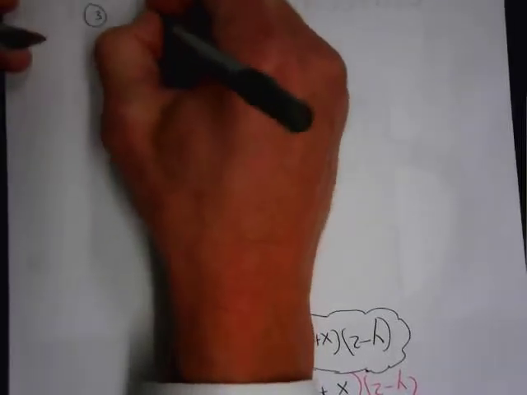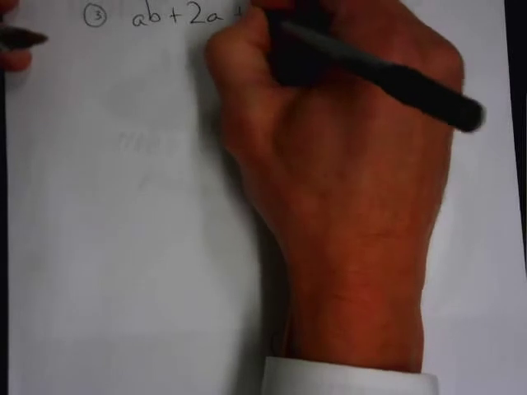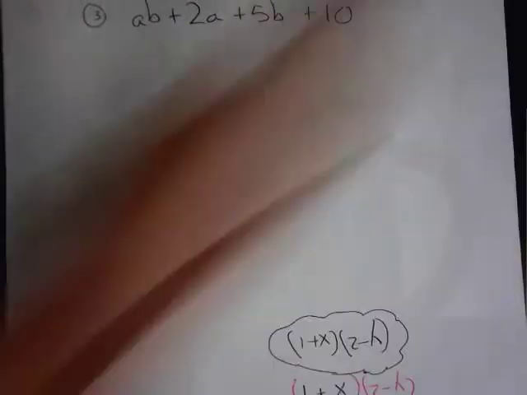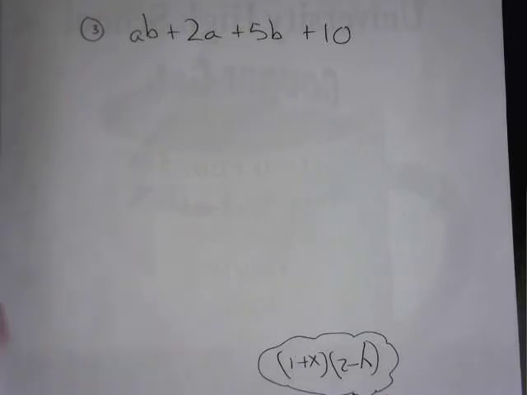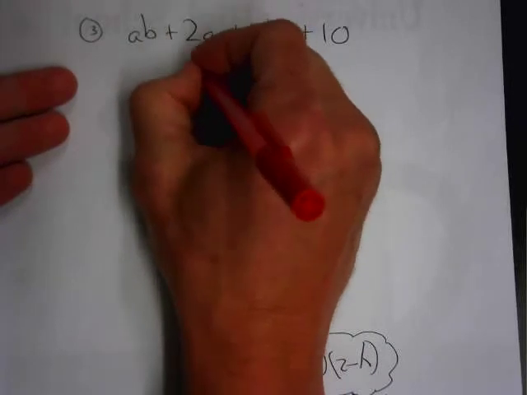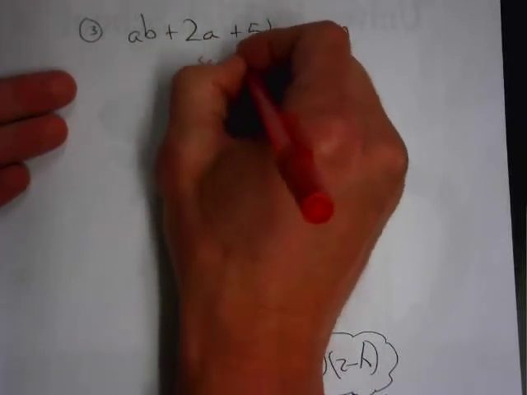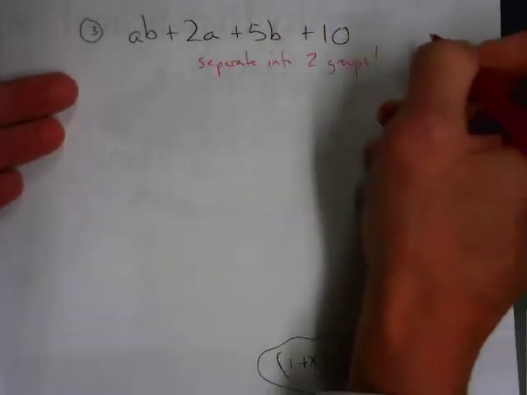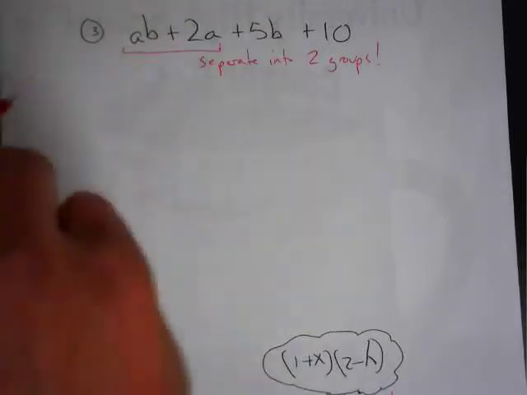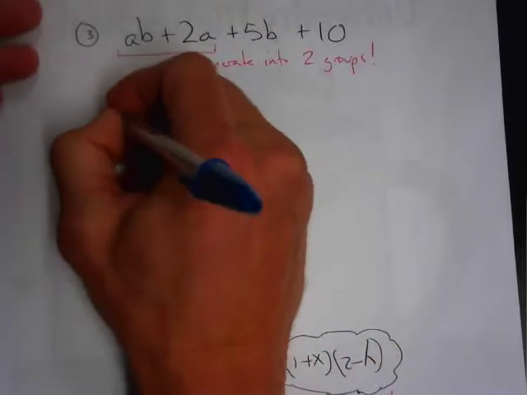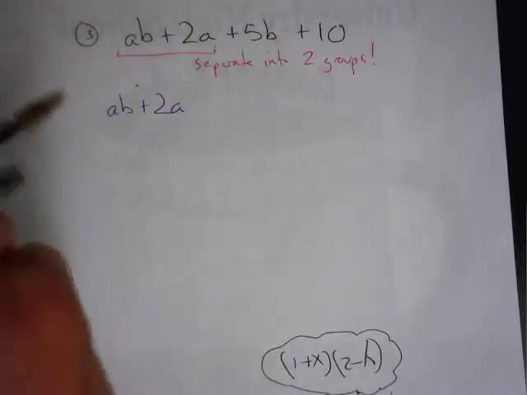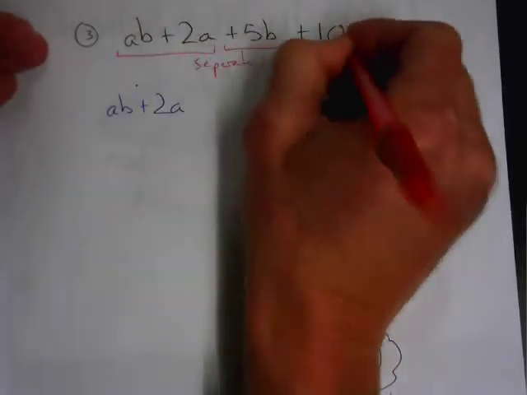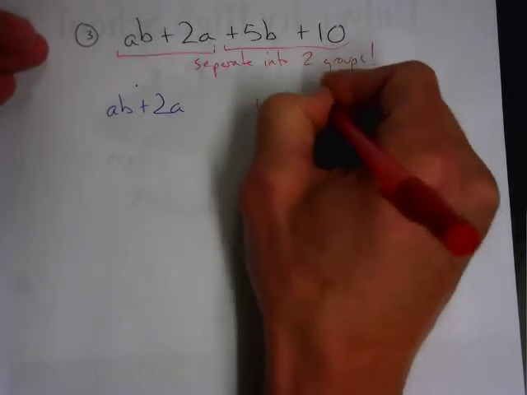So let's take a look at number 3. We had ab plus 2a plus 5b plus 10. There's a polynomial with 4 terms. Can we separate it into 2 groups? Let's see if we can factor that by grouping. We'd have our first group, which would be ab plus 2a, and then our second group, which would be plus 5b plus 10.